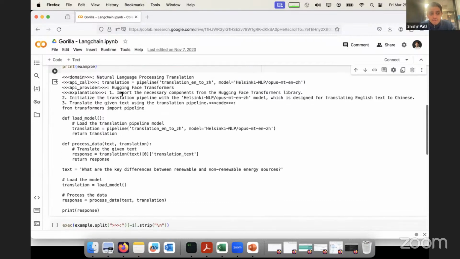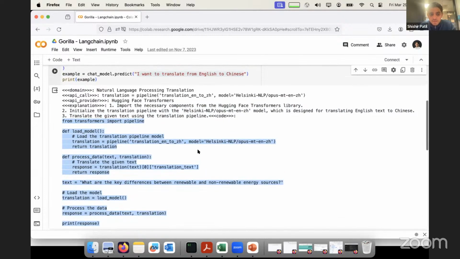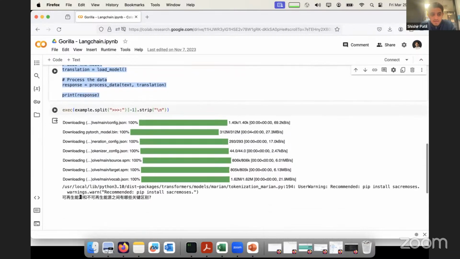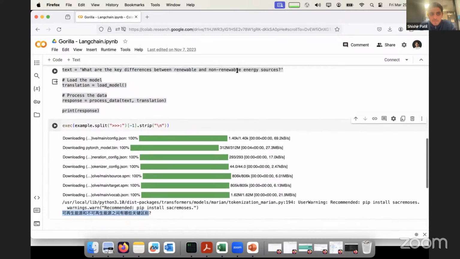So the goal here instead is to say, let's actually use an API. Here I'm going to use the Helsinki-NLP Opus-MT English to Chinese API. What the LLM does is give you an API call, tell you the API provider, and give you some sort of explanation or interpretation as to what's going on. Then you get code that you can now execute with the API call to generate the translation. So here I do a simple Python exec and execute this, and then I get the translation of "what are the key differences between renewable and non-renewable energy sources."